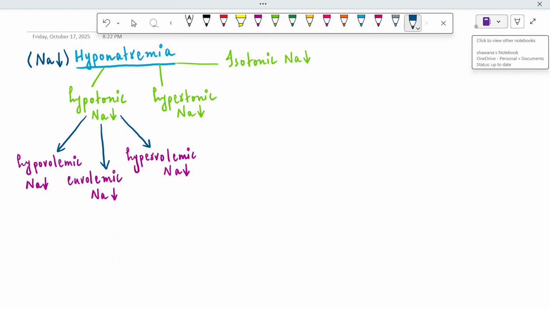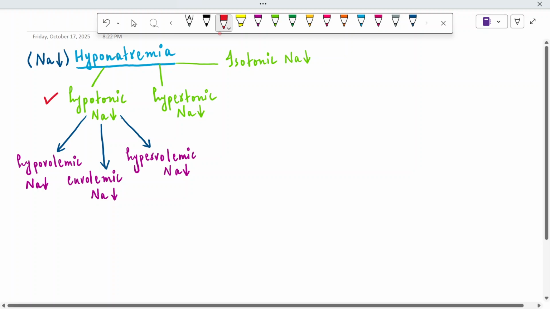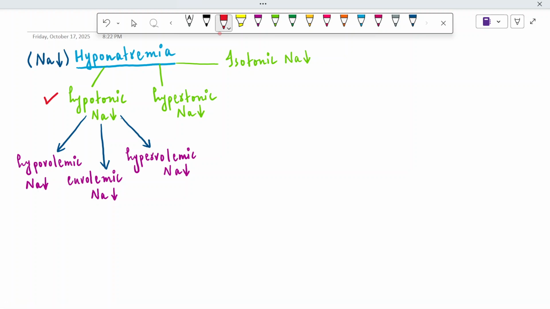Bismillahirrahmanirrahim. So today we will discuss hyponatremia again. Yesterday we discussed hypotonic hyponatremia, and today we'll discuss hypertonic and isotonic hyponatremia. Basically, hyponatremia has three types. First is hypotonic hyponatremia, second is hypertonic hyponatremia, and third is isotonic hyponatremia.